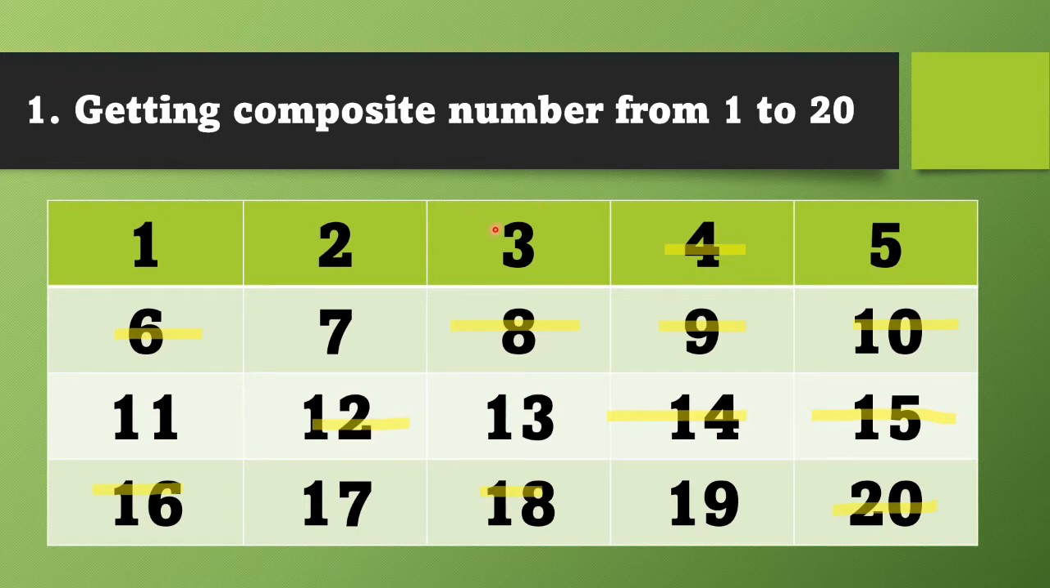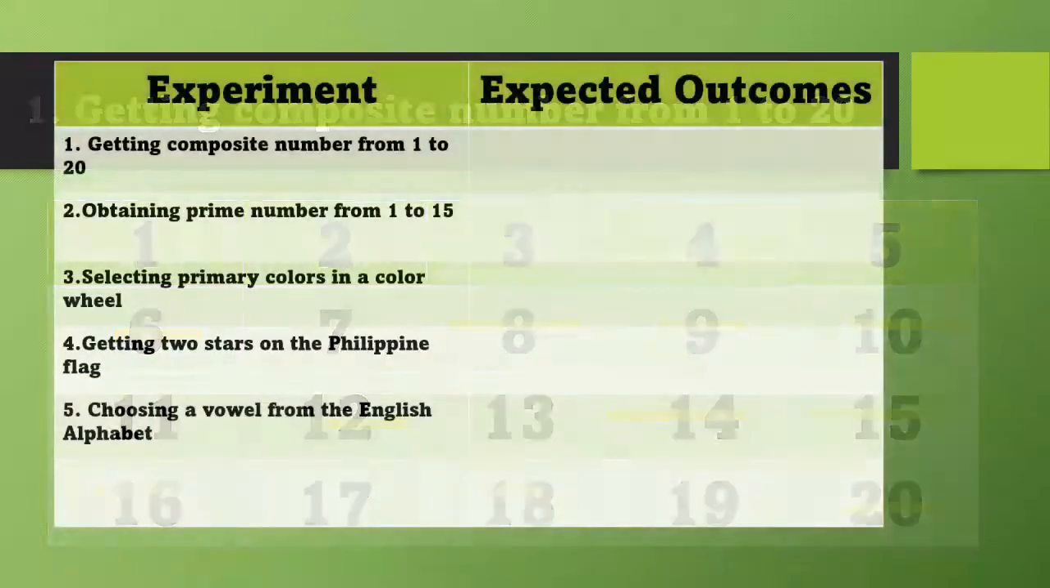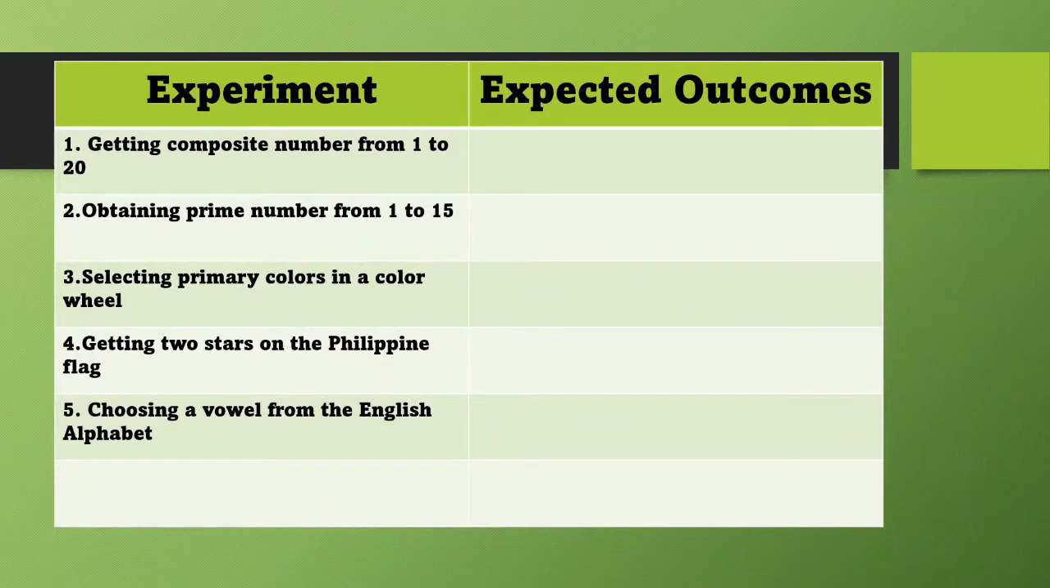Okay, let us count. 1, 2, 3, 4, 5, 6, 7, 8, 9, 10, 11. So there are 11 composite numbers. So the expected outcomes in getting composite numbers from 1 to 20 is 11.